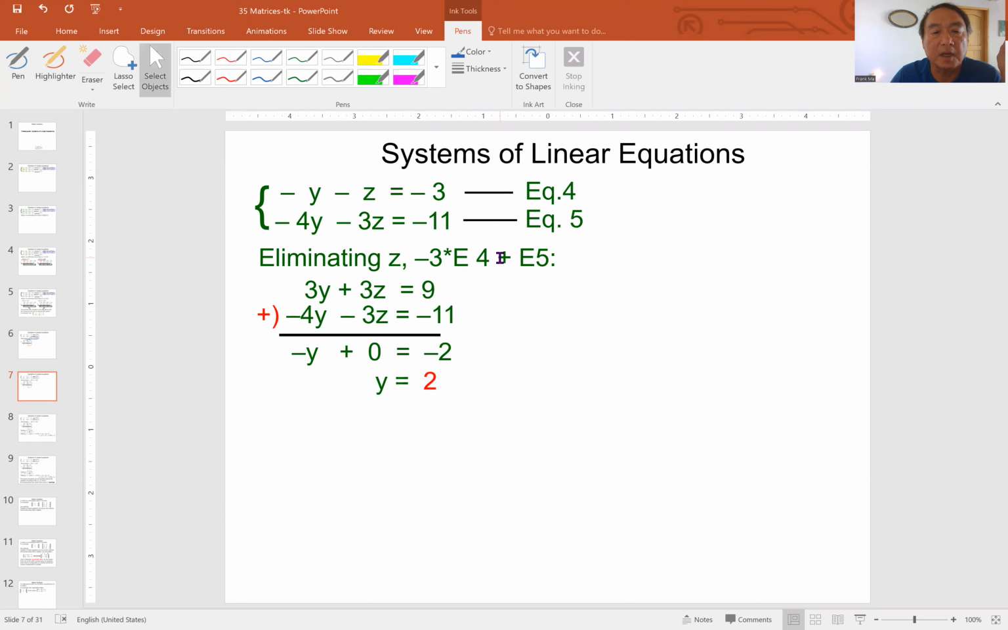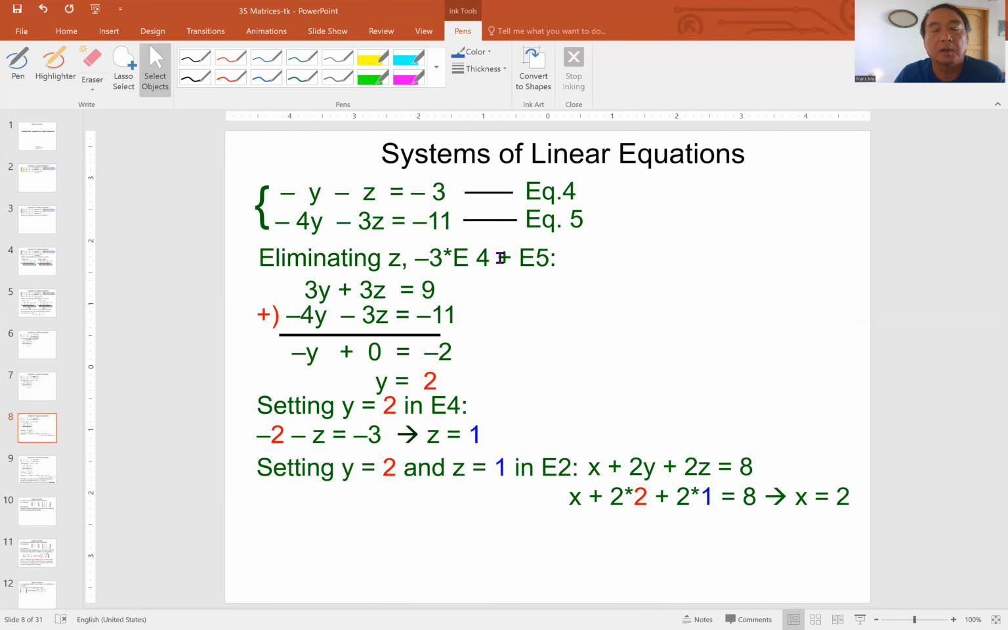Now I get rid of a z, I get y equal to 2. So then you can put 2 back into equation 4 to give what z is. Then you can put y and z back into equation 2 to give what x is.